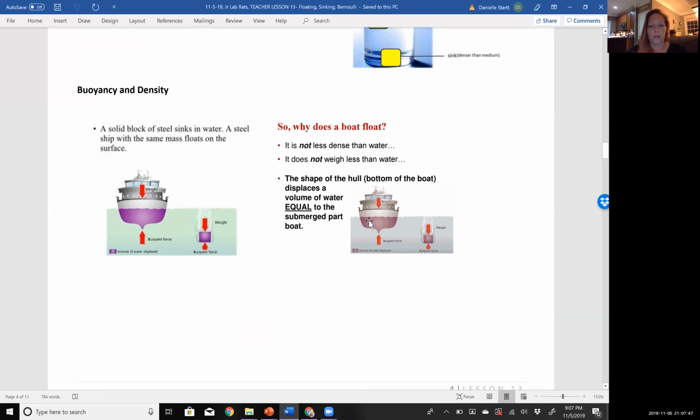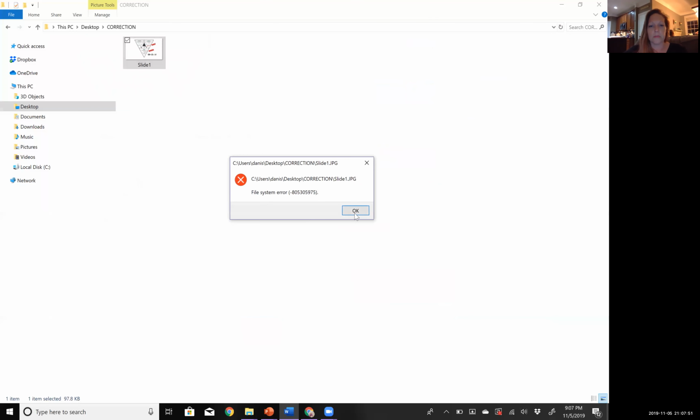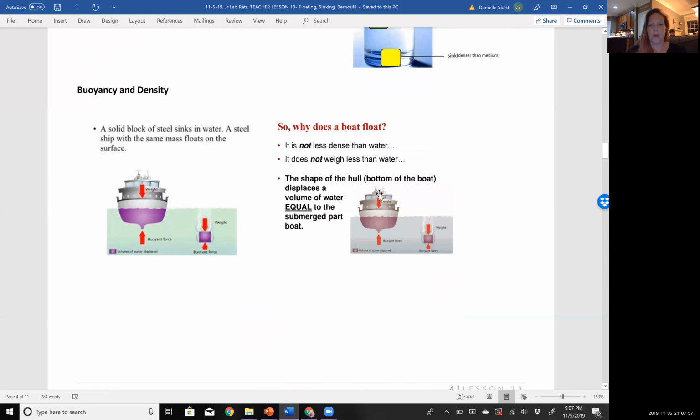The shape of the hull, which is this part of the bottom of the boat right here, displaces, oh my goodness. Wow. I just keep getting an error message popping up.